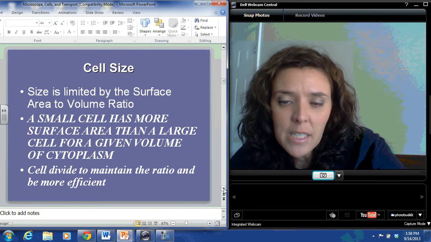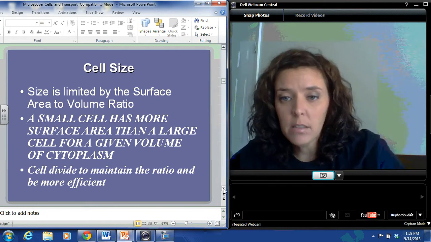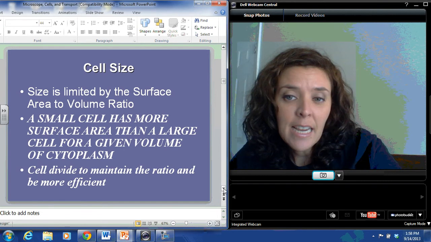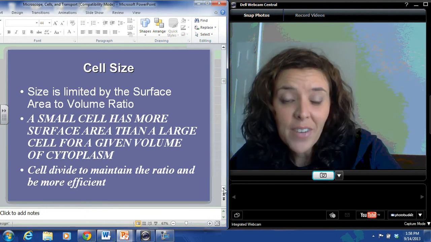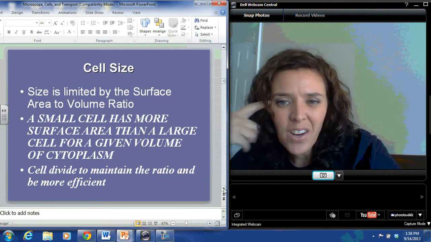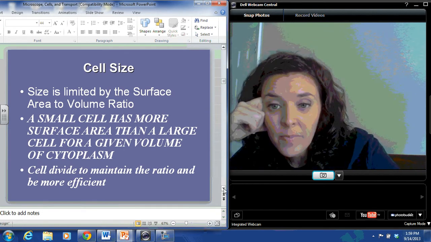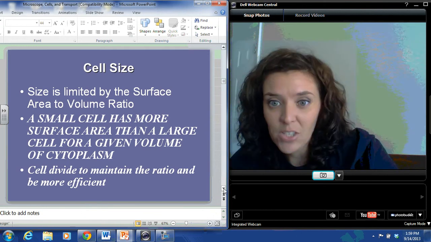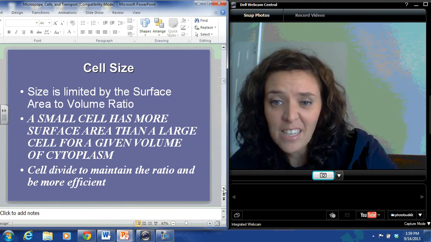The size is limited by the surface area to volume ratio. So in simple terms, the surface area is the outside of the cell and the volume is the inside of the cell. And what this is saying is that the inside of the cell grows at a faster rate than the outside. Well, that's kind of hard to think about. If you think about filling up a balloon with water, what's going to happen if you fill it up and fill it up and fill it up? Eventually it's going to explode, right?